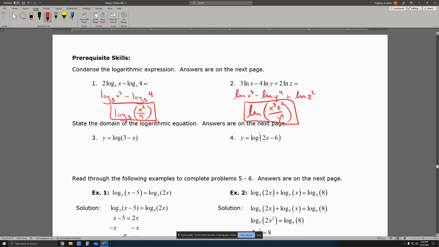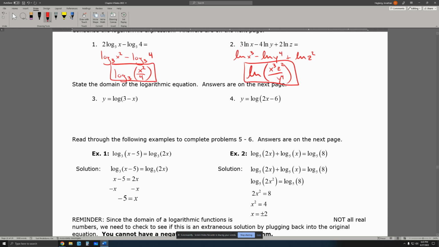All right. Numbers 3 and 4, I just want to state the domain. What is the domain for each of these logs? For number 3, I notice that we have 3 minus x. Now remember the argument of the log, the parent function, has a domain x greater than 0. Okay? So that tells me that 3 minus x must be greater than 0. The argument of the log here must be greater than 0.